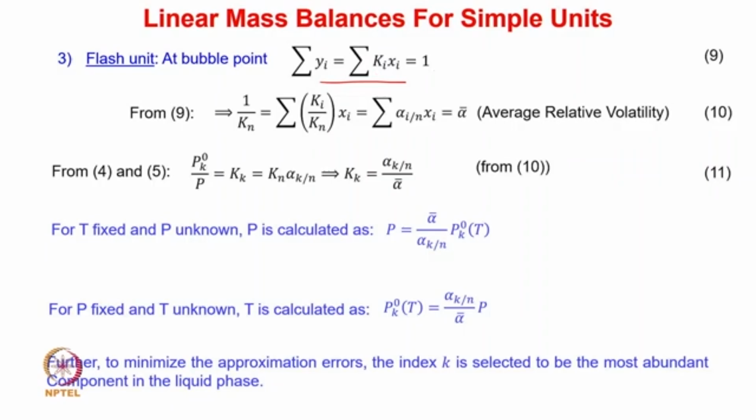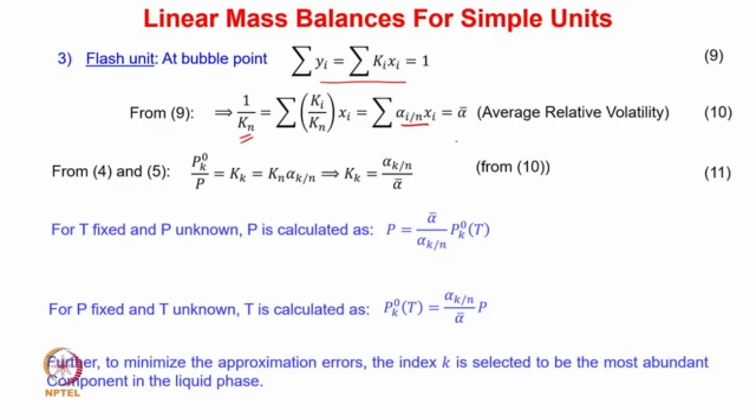Now this entire equation we can divide by Kn. So if I divide this entire equation by Kn, the right hand side will be what? 1 by Kn. So that is what is represented as 1 by Kn. And this Ki divided by Kn will be represented with Xi in the summation. So this Ki by Kn is what? Ki by Kn is the relative volatility. So that is what we have written, the relative volatility of the component i with respect to the key component n.